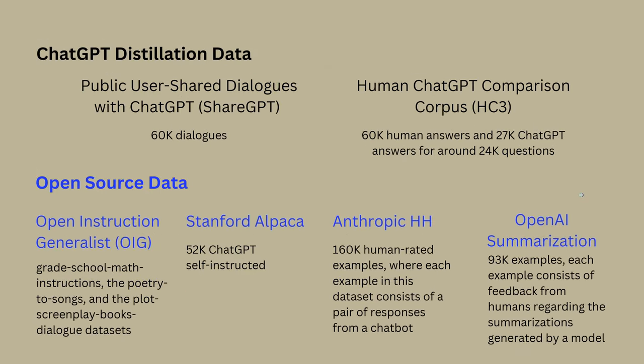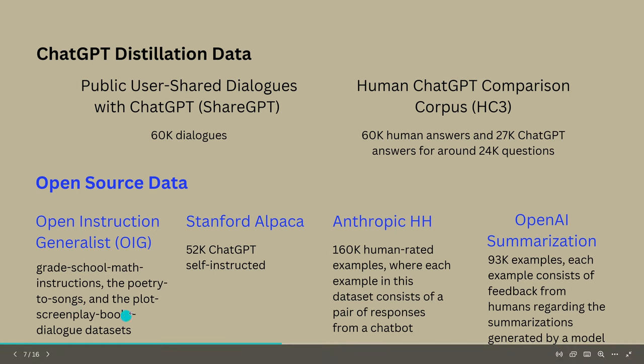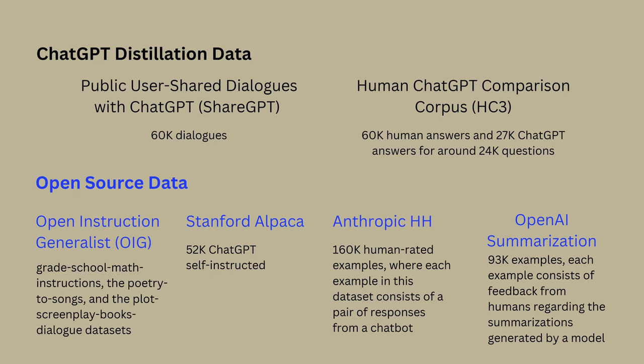And this is amazing. And here's the data pool that they used. They had a ChatGPT distillation dataset, and they had some open source datasets. Now, ChatGPT is clear for you. Open source datasets, yeah, they list some grade school math instructions, some screenplay books, dialogue datasets. They used Stanford ALPACA, you know, the self-instructed ChatGPT 52K dataset. They used Anthropic's 160K human-rated examples. And from OpenAI summarization, they used 93K of data where humans gave feedback regarding the quality of the model.